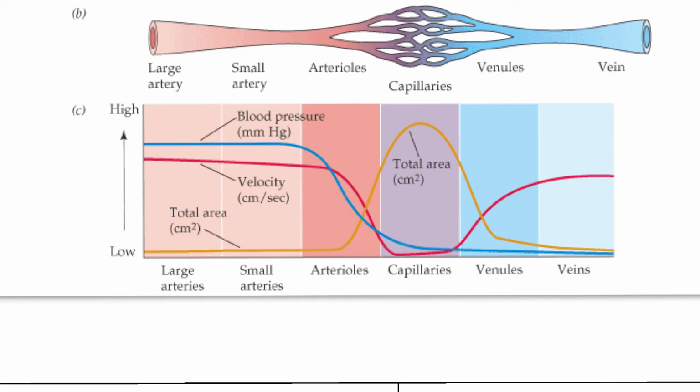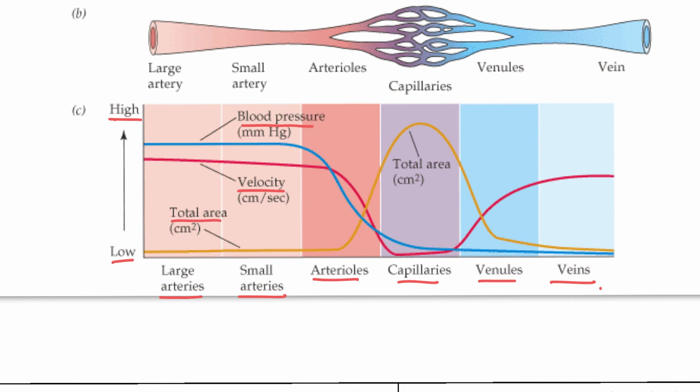Okay, so let's take a minute to have a look at this graph. We can see this is a really important graph. There's loads of info on it. So we can see on the x-axis, we've got all the different types of blood vessels: arteries, large ones, small ones, arterioles, capillaries, venules, veins. And then we've got low to high on the y-axis and all the different things: low to high blood pressure, low to high velocity, low to high total area, all these different things.